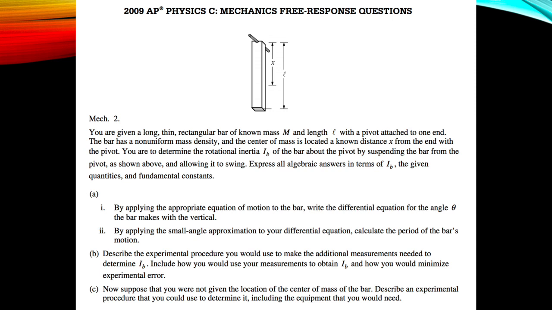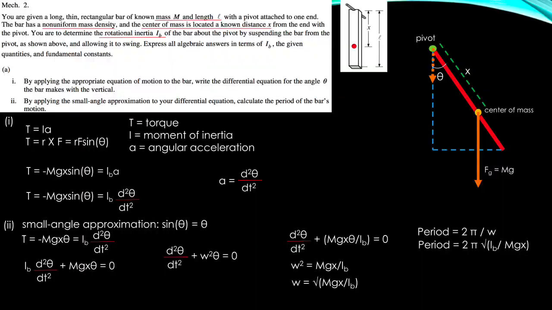The bar has a non-uniform mass density and the center of mass is located a known distance x from the end with the pivot. You are to determine the rotational inertia I_B of the bar about the pivot by suspending the bar from the pivot as shown above and allowing it to swing. Express all algebraic answers in terms of I_B, the given quantities and fundamental constants.